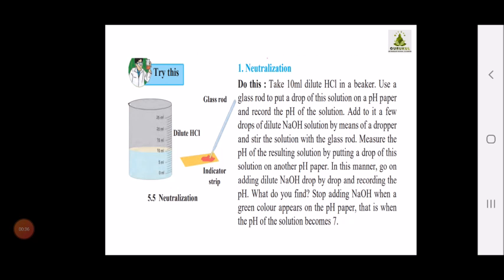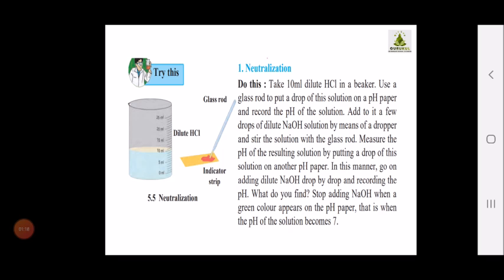Now see what happens in the neutralization. Children, you have to take 10 ml of dilute HCl. This is an activity, so we just have to observe it. Using a glass rod, put a drop of this solution on a pH paper and record the pH of the solution. Then after some time you have to take a few drops of sodium hydroxide by means of a dropper, stir the solution with the glass rod and then measure the pH. Then measure the pH of the resulting solution by putting a drop of it on the pH paper. In this manner, go on adding NaOH and record the pH.